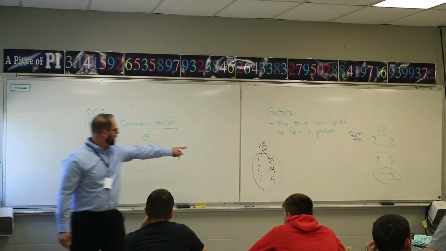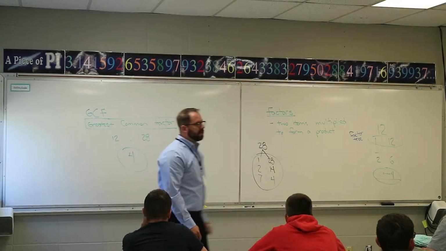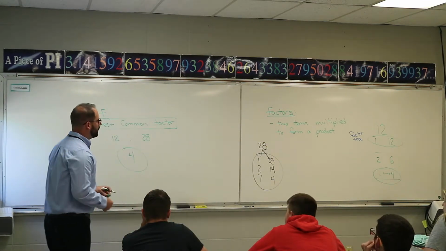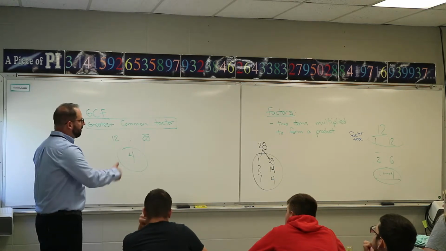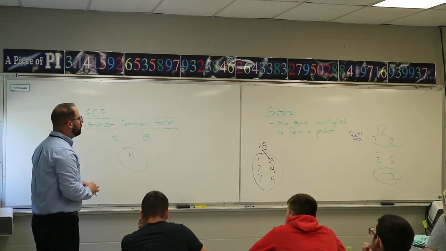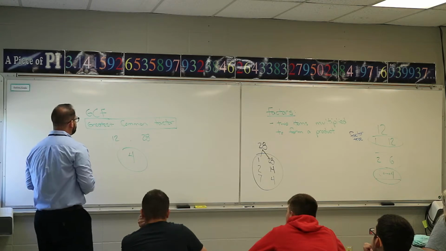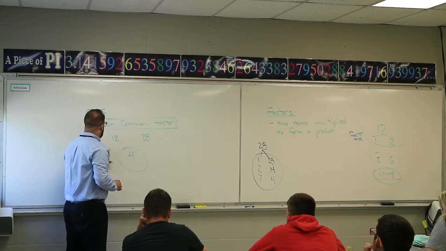When you look at that list and that list over there, the biggest number they have in common is 4. They both have 4s in there. They both have 2s, they both have 1s, but 4 is the biggest number they have in common. That's a GCF.